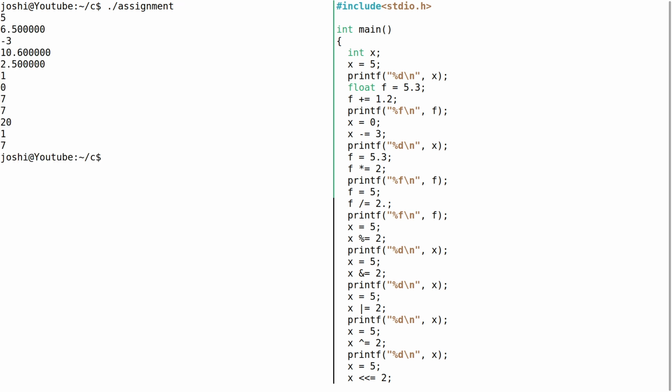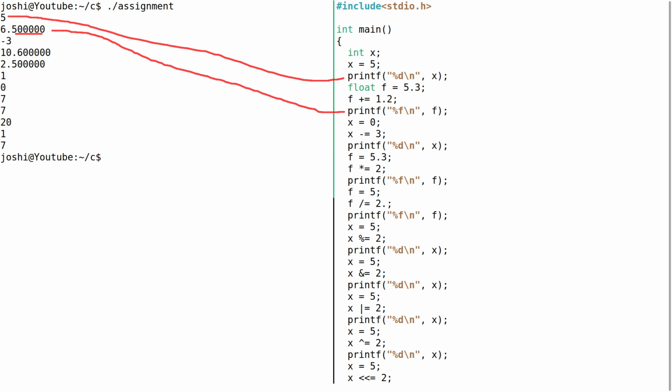You can see here, the value of x printed here is 5, which is here. Okay. Now the value of float f equal to 5.3, f plus equal to 1.2. So it means it has to be 6.5. But since it is a floating point number, as I have already told you in one of the previous videos, by default the C programming language prints 6 digits after the decimal point. So though the value is 6.5, it is printed as 6.5 and 5 zeros.